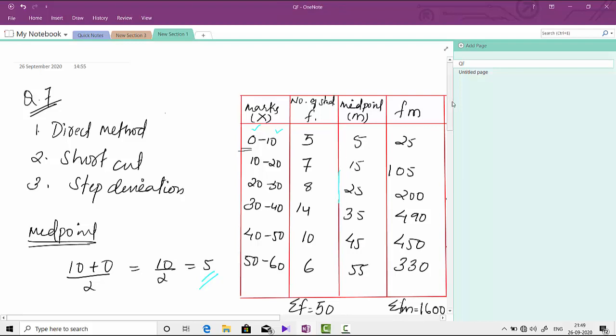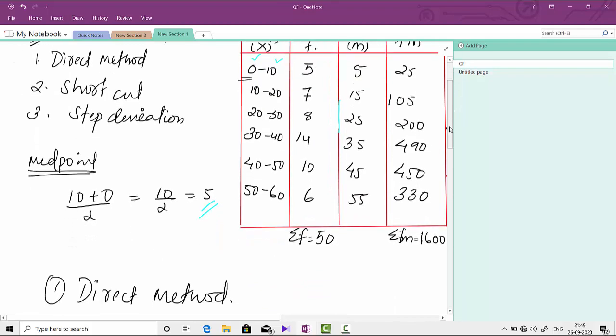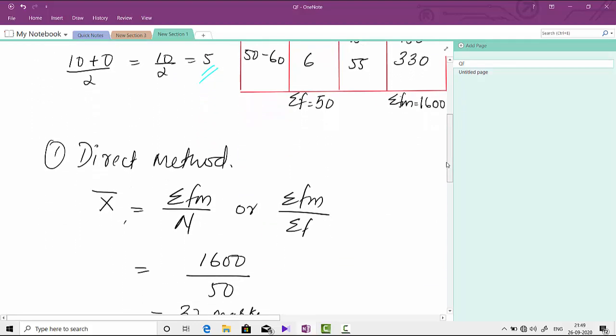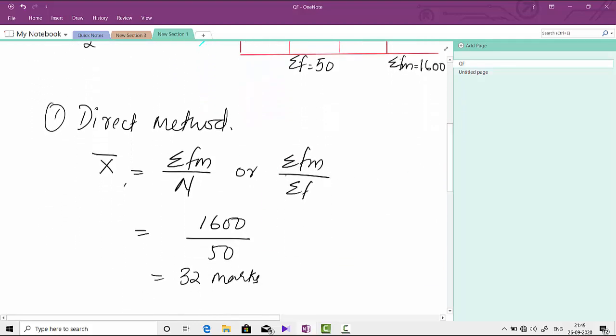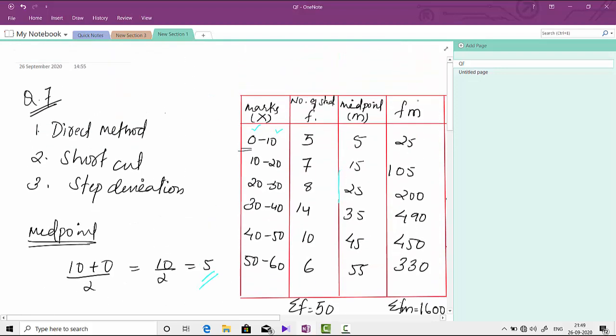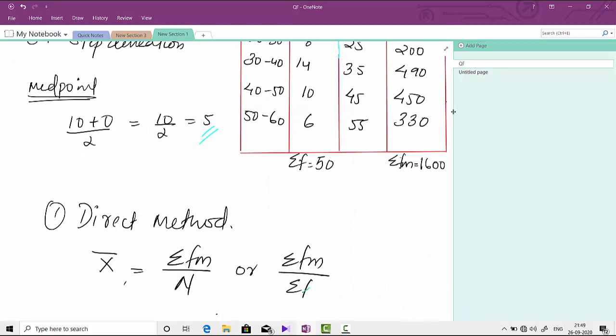If you look at the formula to calculate the direct method, the formula is sigma fm by n, or sigma fm by sigma f. That is the sum of f into m divided by the sum of the frequencies. So here you first have to find fm in order to get sigma fm in the formula. How do you find fm? There's f here, there's m here, so you just multiply these two. F into m.